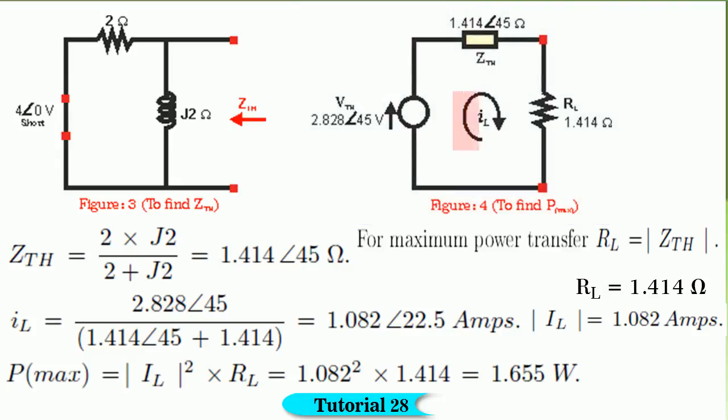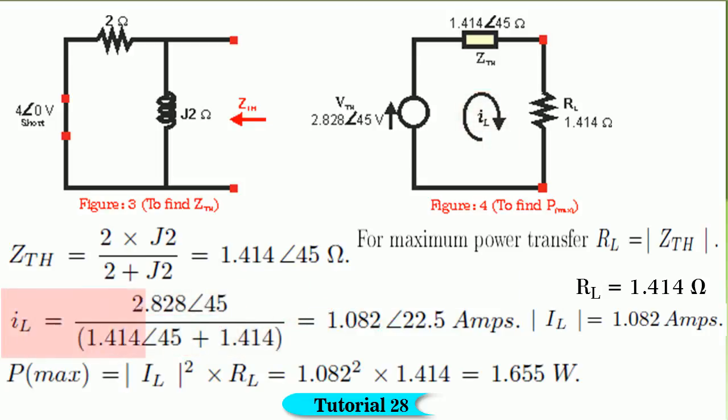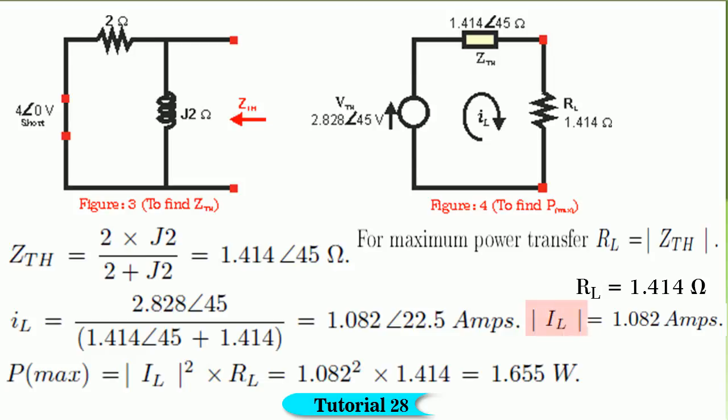We know that IL is equal to V Thevenin divided by Z Thevenin plus RL. Hence, IL is equal to 2.828 angle 45 divided by 1.414 angle 45 plus 1.414, which will give us 1.082 angle 22.5 amperes. So, mod IL is equal to 1.082 amperes.